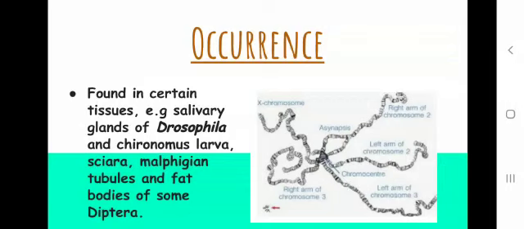If we see their occurrence, they are found in certain tissues, for example the salivary glands of Drosophila and Chironomus larva, Sciara, Malpighian tubules, and fat bodies of some Diptera.